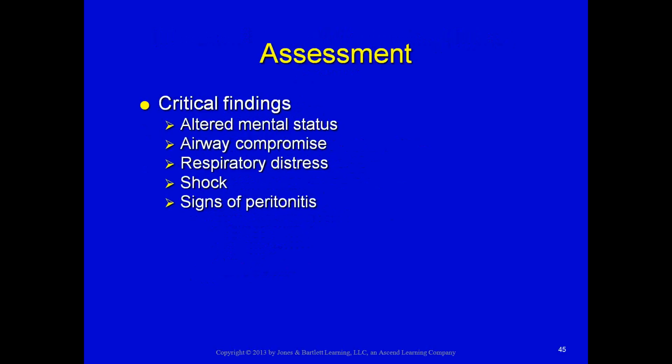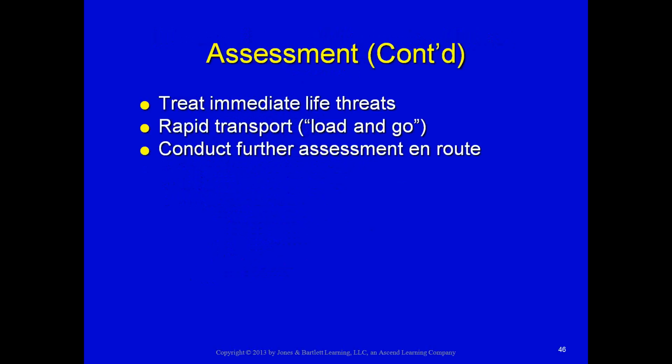Some assessment findings. Patients with abdominal injuries are often in shock, so an early indicator of shock would be an altered mental status. They may have airway compromise, particularly if they're vomiting. They may be in respiratory distress, particularly if they've had a diaphragmatic herniation. They may have shock with internal hemorrhage, or they may have signs of peritonitis from hollow organs spilling their contents. And as I had mentioned, very rigid, distended, board-like abdomen.